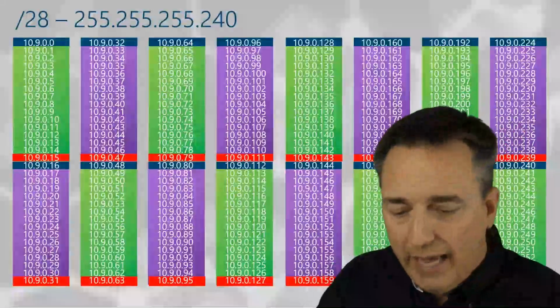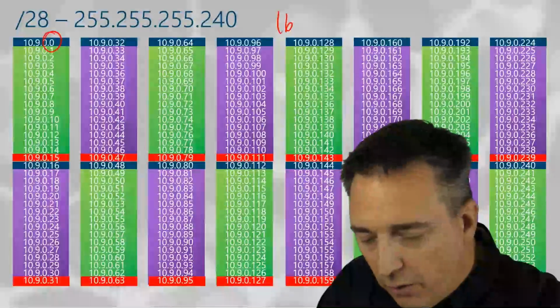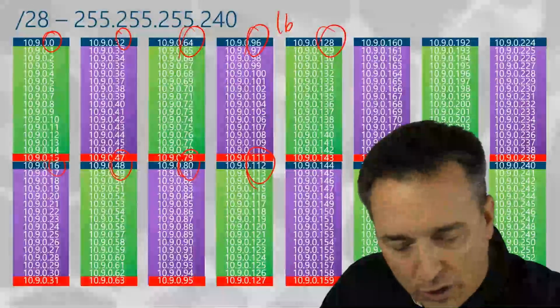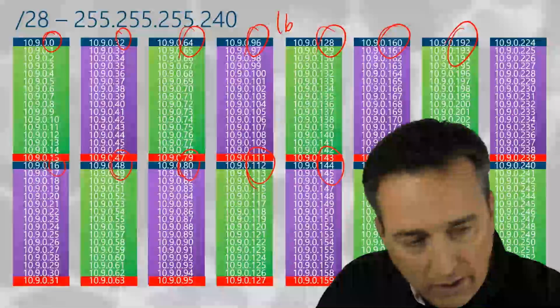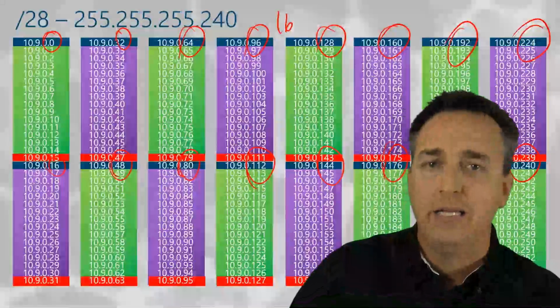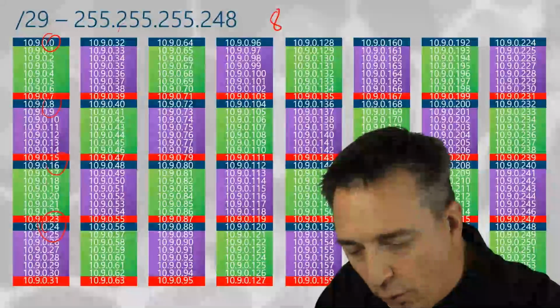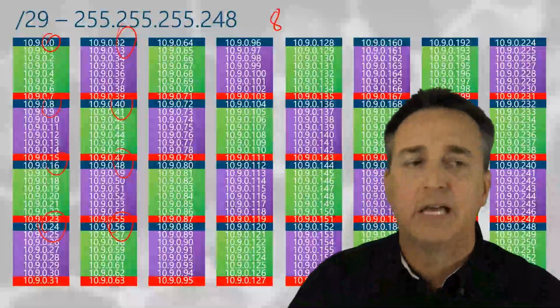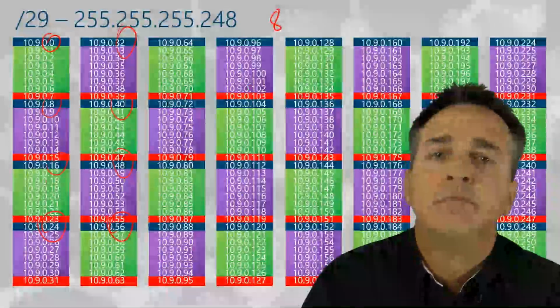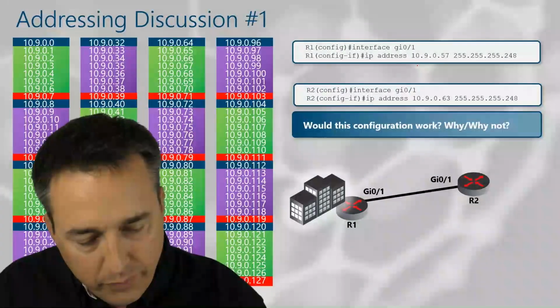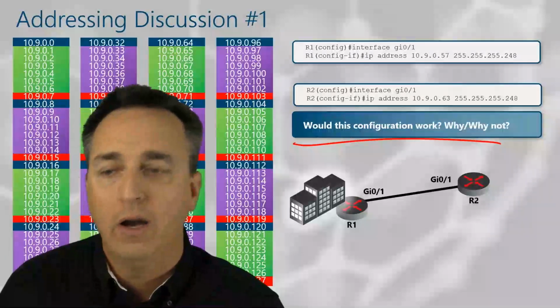Look at /28. Now it's 16, we said. 0, 16, 32, 48, 64, 80, 96, 112. We're just counting by 16. That's all we're doing. And we can figure out every single network ID. What about /29? Well, now it's 8. 0, 8, 16, 24, 32, 40, 48, 56, and so on. Why does this matter? This matters because if I gave you something like this right now, and I said, hey, would this configuration work? Why or why not?